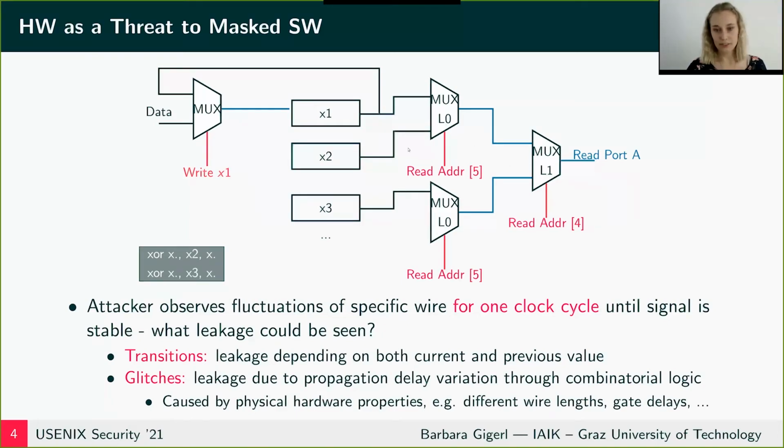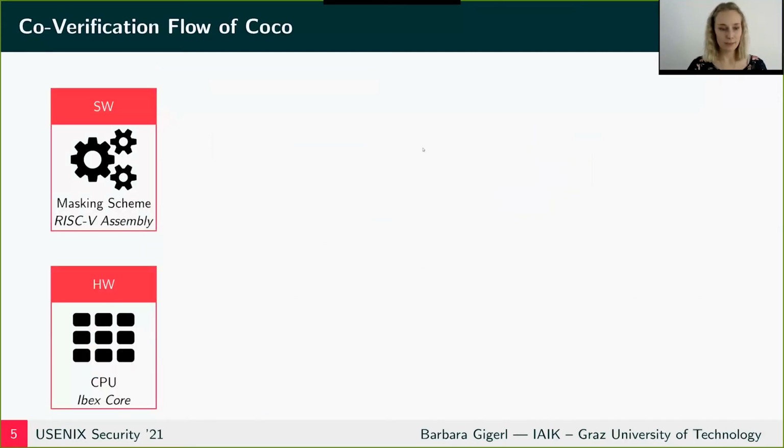Also, these read addresses can glitch, which is even harder to make sure when writing software that it does not occur. But now let's have a closer look at the verification flow of Coco.